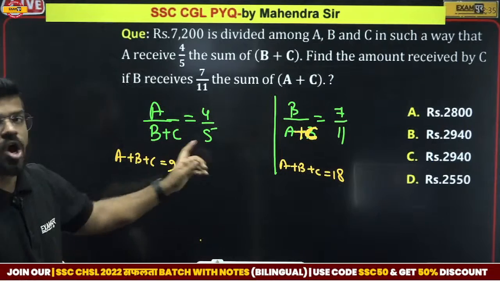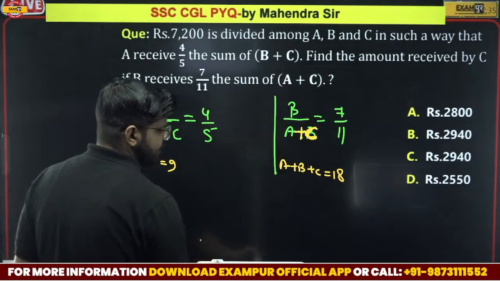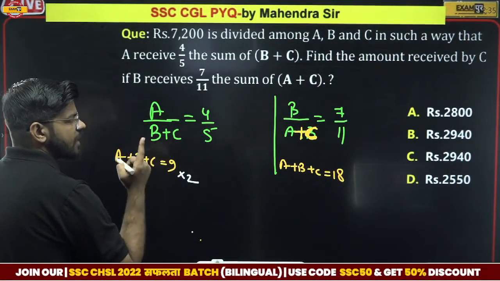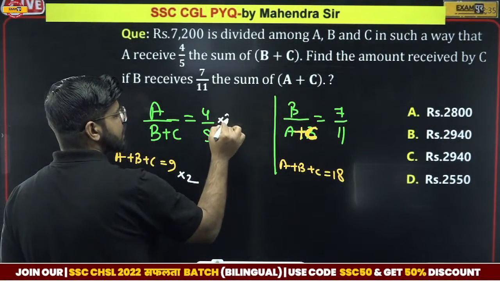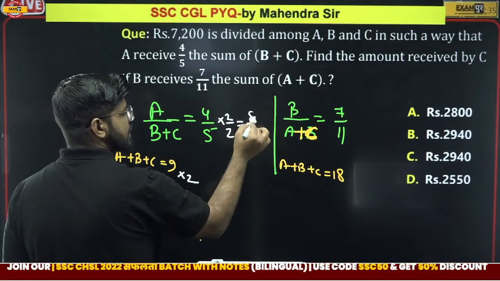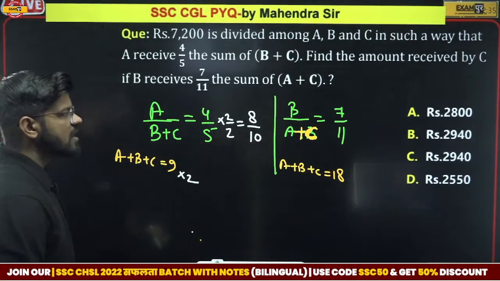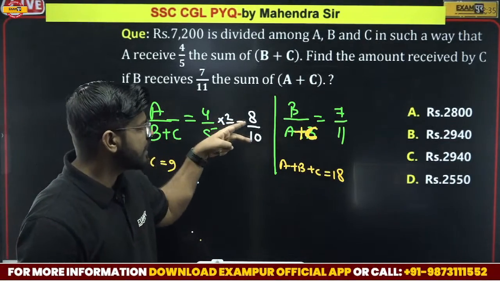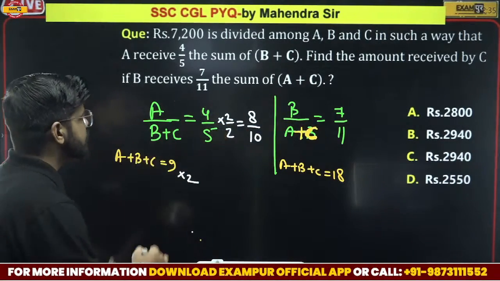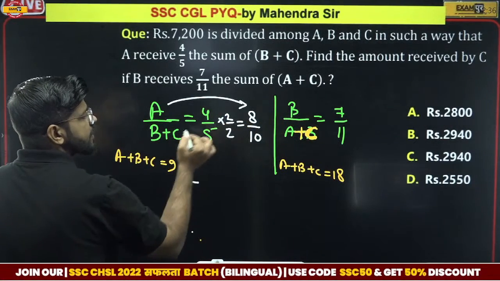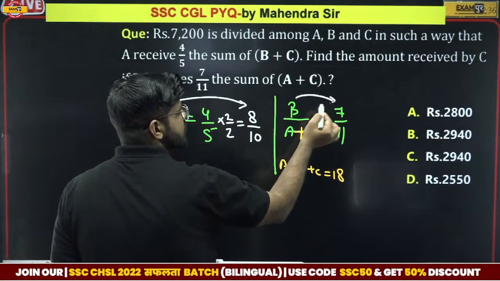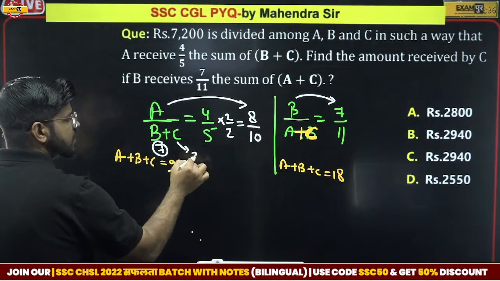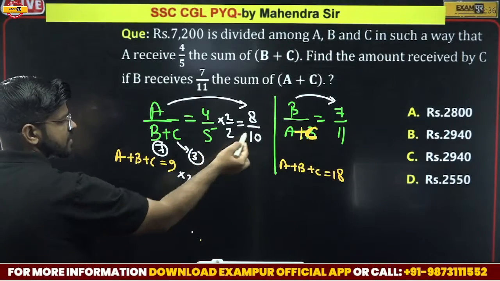To make it common, we have to multiply here by 2. If we are multiplying here by 2, we have to multiply here by 2 also. So we are getting 8 by 10. Now you can see that here I am also getting 18. That means A is 8, B is 7. If B is 7, then C should be 3 to make it 10. 7 plus 3, 10.